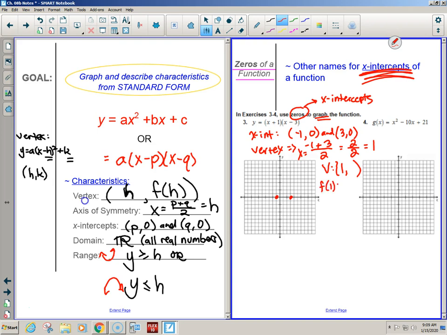If you want, you can do f of 1 to use our snazzy notation. Some of you might like to think of this as an f of x. Plug it in, and do PEMDAS.